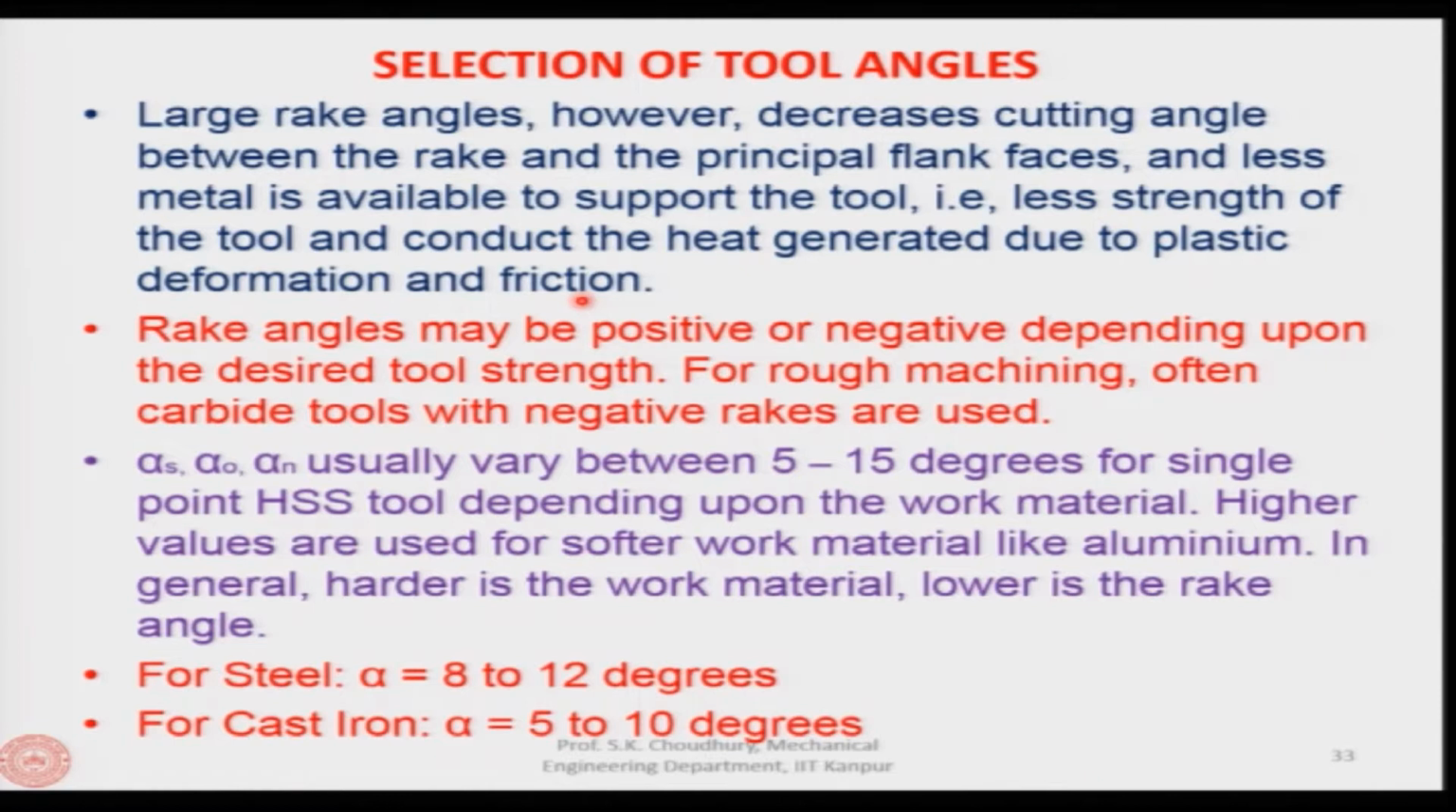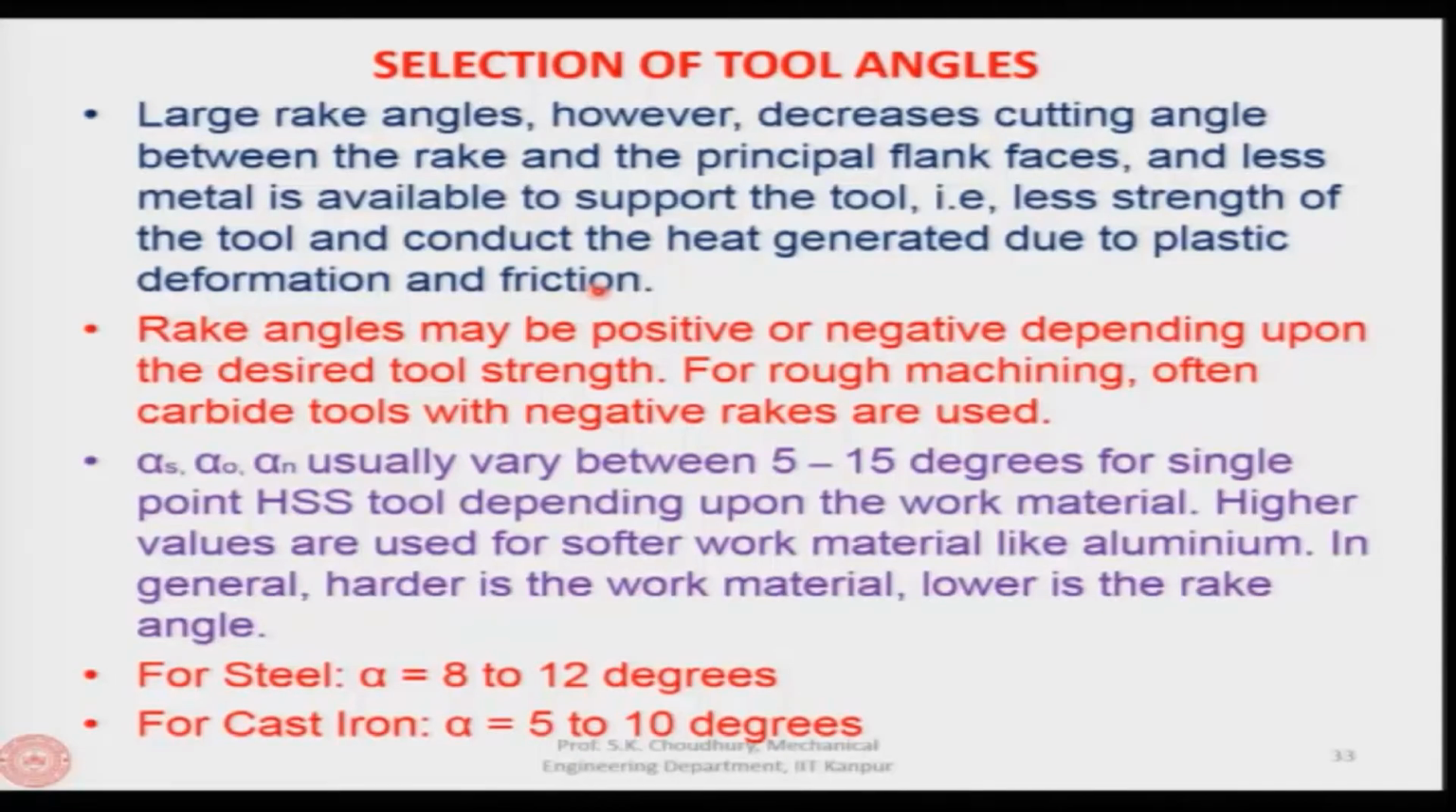The heat generated in the machining process overall is, as we said earlier, mostly because of the plastic deformation which happens in the shear zone or shear plane, and because of the friction between the chip and the rake face, but mostly it is because of the plastic deformation. This heat has to be conducted, and if less material is available, that is when you are increasing the rake angle, the tool will be thermally deformed, because more heat will be accumulated in the tool.